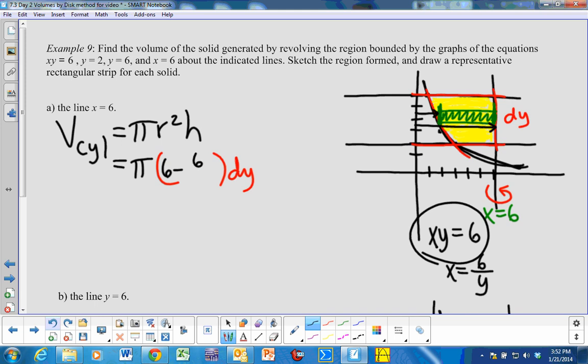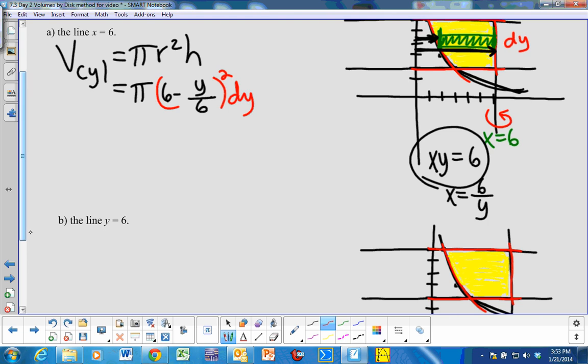So I simply put that here. So x equals y over 6. So my function is y over 6. So 6 is the distance from the y-axis to the top of the rectangle, and the function value gives me the bottom of the rectangle. So 6 minus the function gives me the radius. And then I need to square it, and that's the volume of my cylinder.